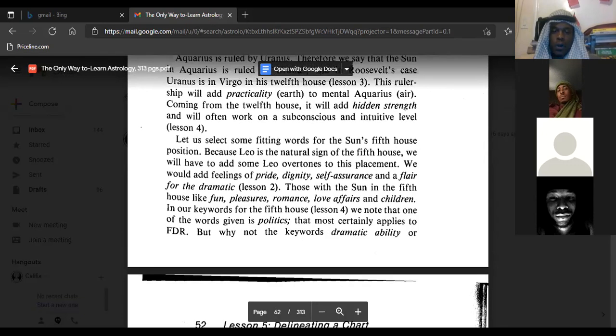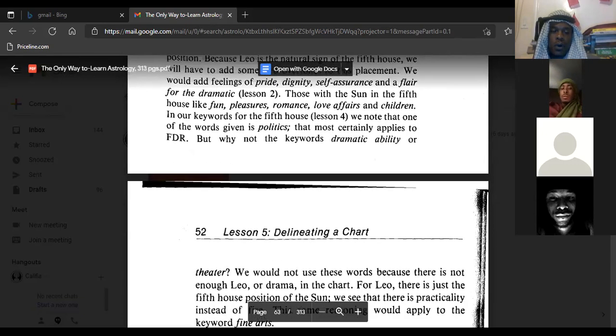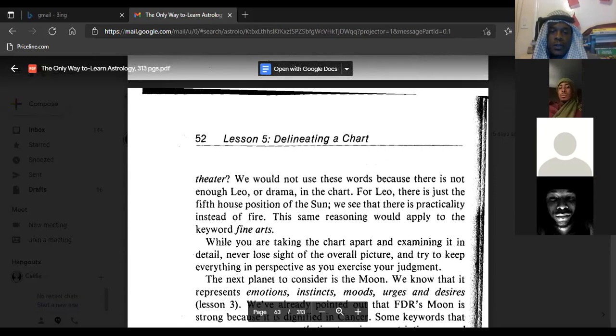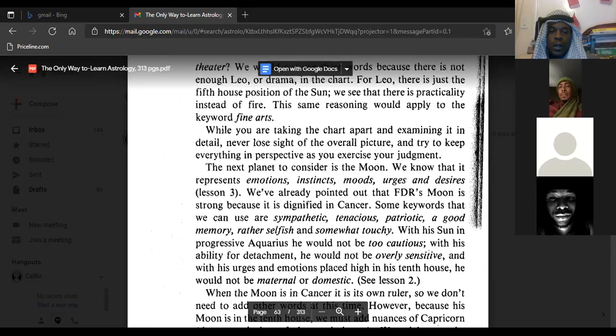But why not the key word dramatic ability, or theater? We would not use these words because there is not enough Leo or drama in the chart. For Leo, there is just the 5th house position of the sun. We see that there is practicality instead of fire. This same reasoning would apply to the keyword fine arts. While you are taking the chart apart and examining it in detail, never lose sight of the overall picture and try to keep everything in perspective as you exercise your judgment.